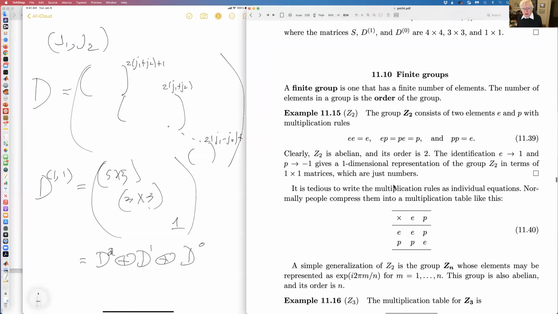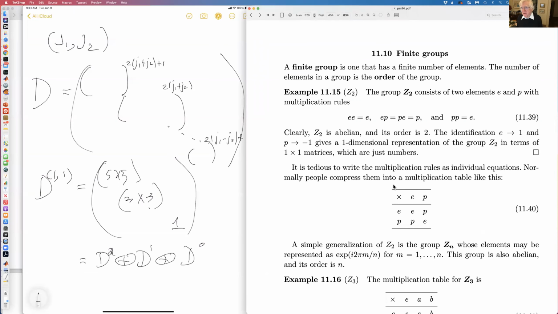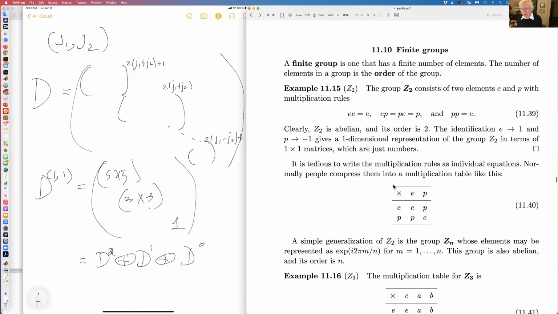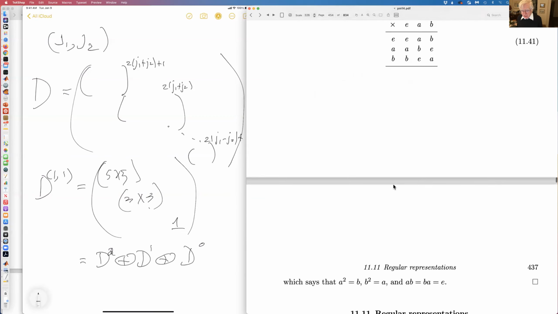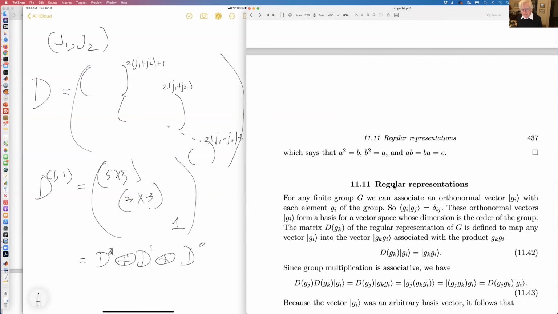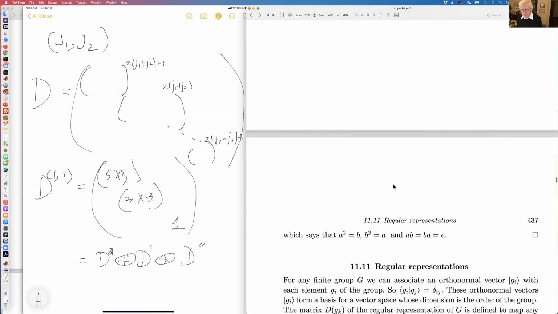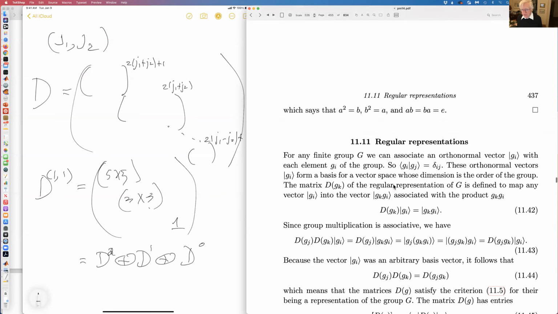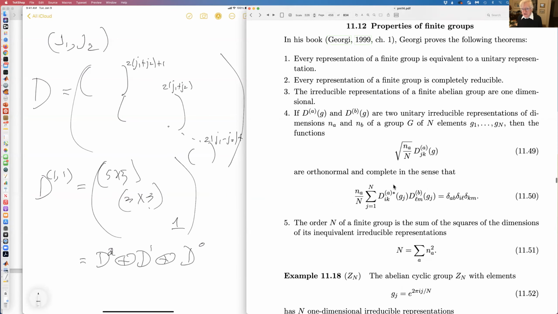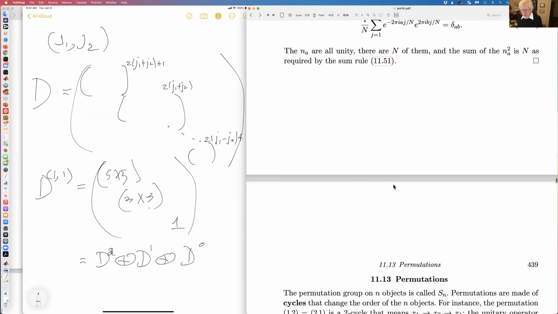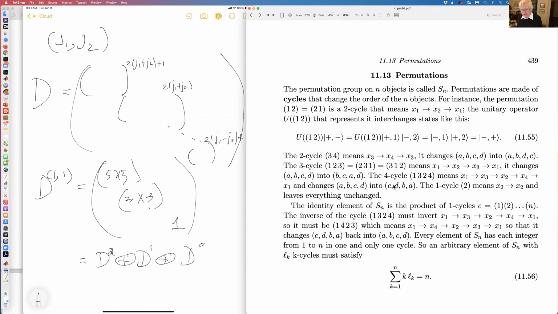Finite groups are of interest to people studying crystals. I'm gonna skip that, but you can certainly read it. It's right here, and if you have a question, you could send me a question and I'll puzzle over it and get back to you.